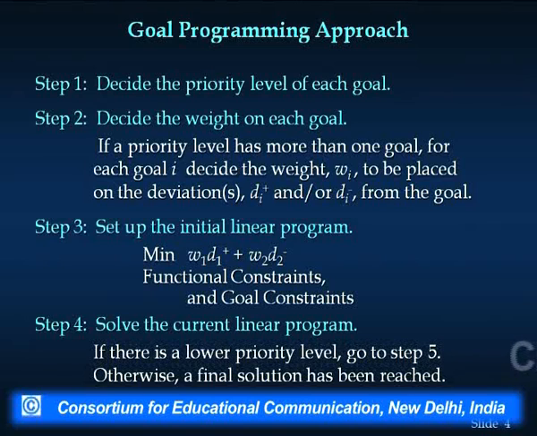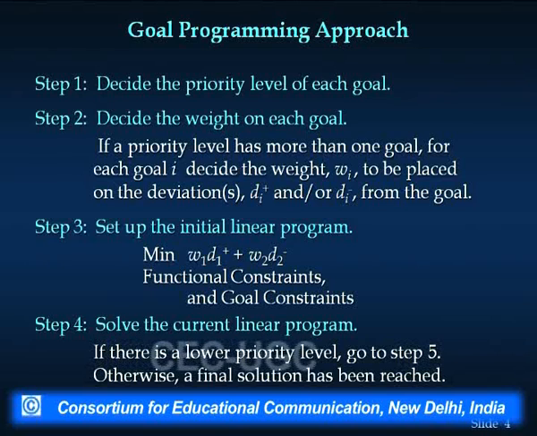The initial linear programming problem is to be formulated the way we used to formulate it. And then minimize the objective function, W1 D1 plus W2 D2 minus, like this. These are the deviations from the desired goals, which are to be minimized, along with the goal constraints. Step 4, solve the current linear program.